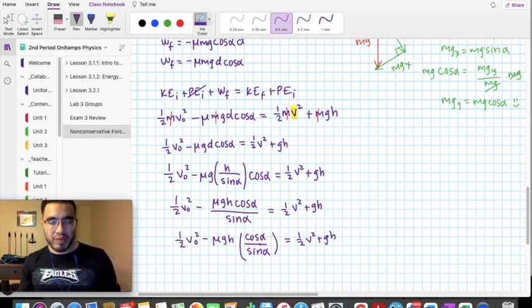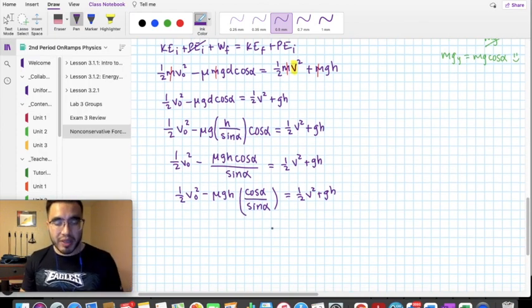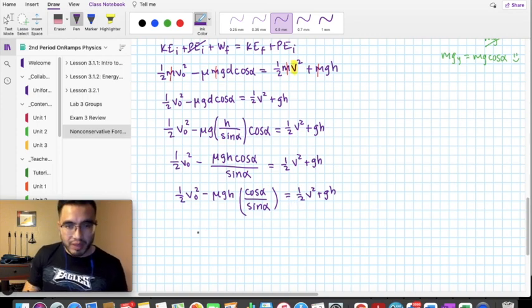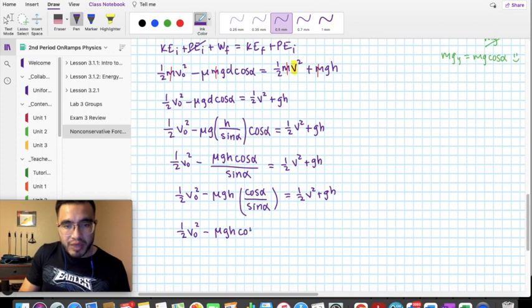So maybe some of you are saying, oh, that's tangent. No, you're wrong. Sine alpha over cosine alpha is tangent. This one is the cotangent. Okay? Minus mu gh times the cotangent of alpha equals 1/2 v squared plus gh.